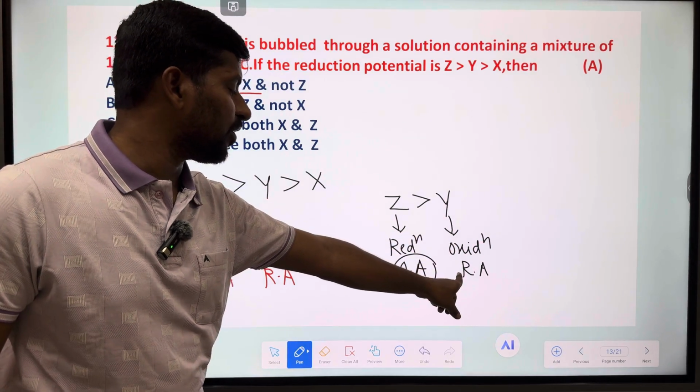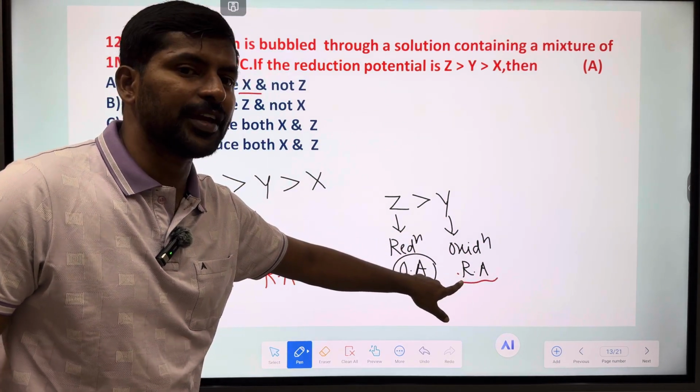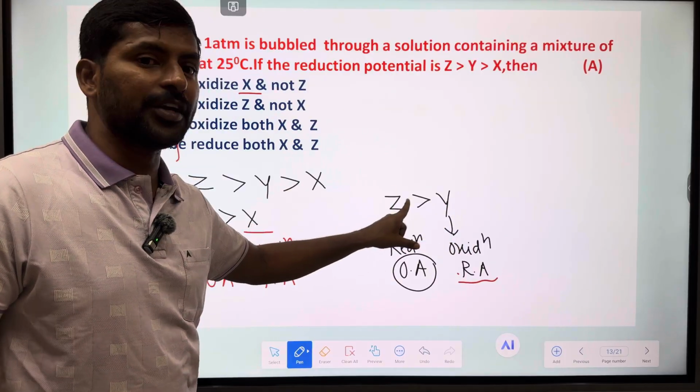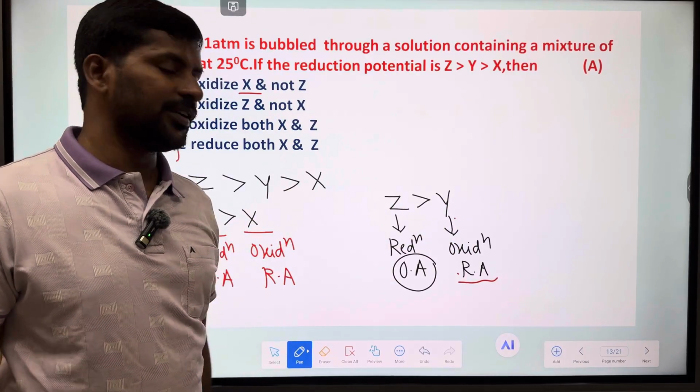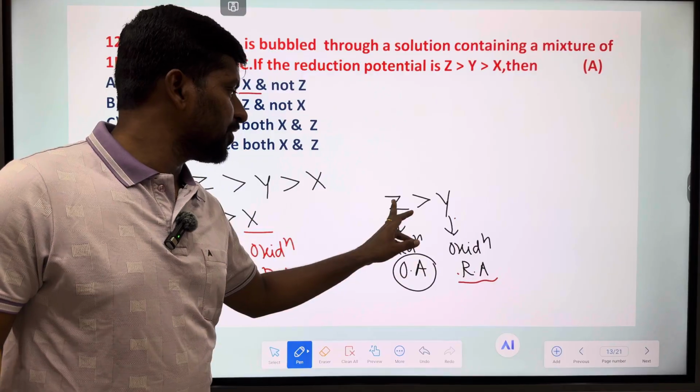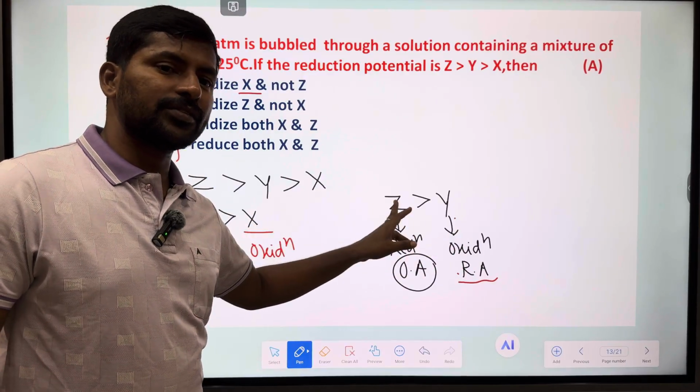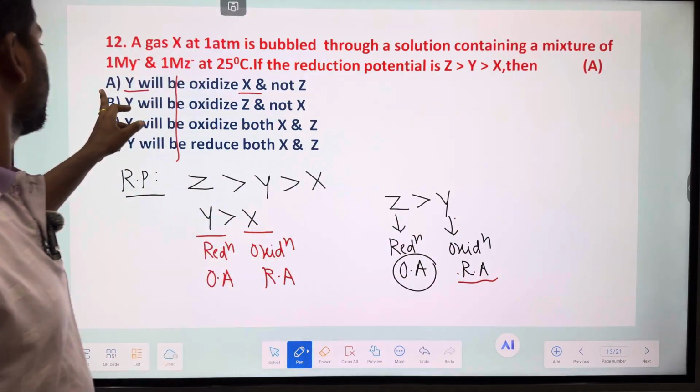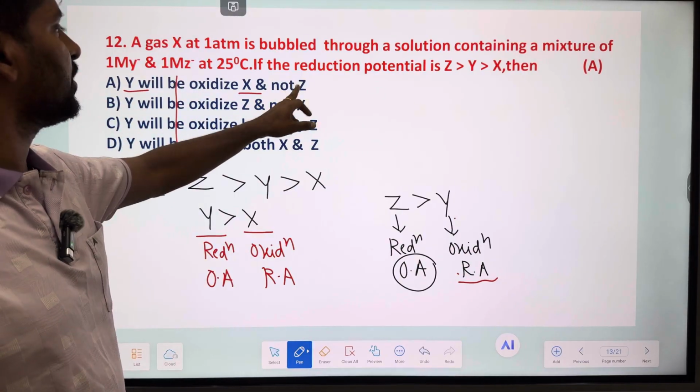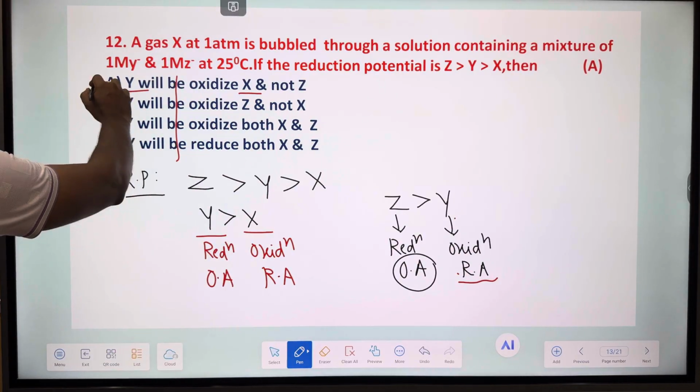So is Y an oxidizing agent or a reducing agent? Reducing agent. So Y will reduce Z, so Y cannot oxidize Z. Y will reduce Z, but Y cannot oxidize Z. So Y will not oxidize Z. So that is the correct statement.